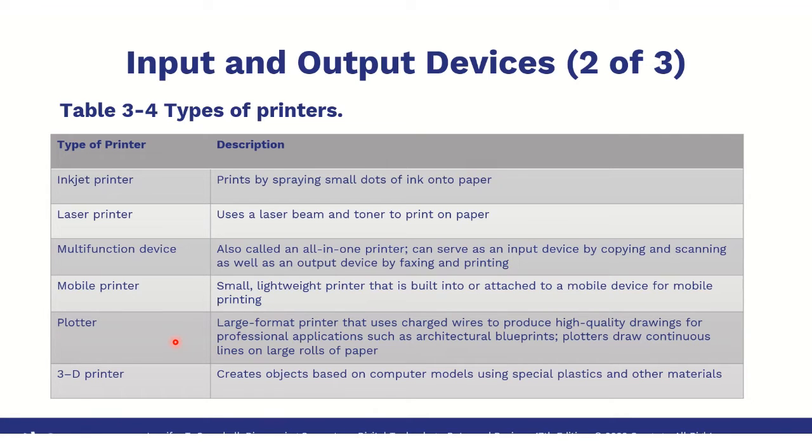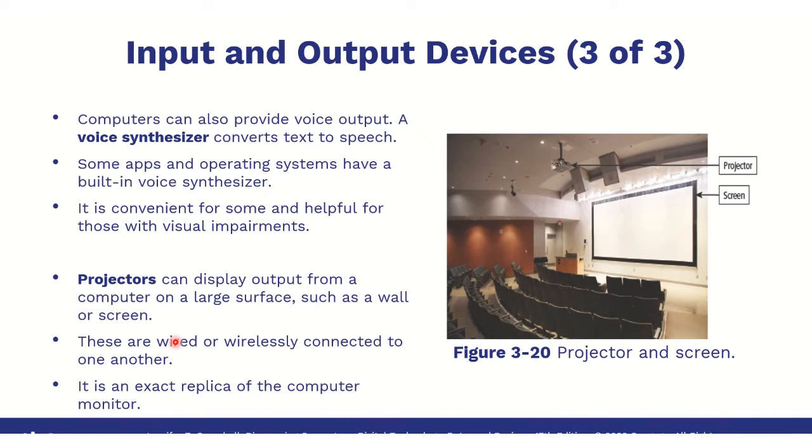And there are wireless enabled printers as well. You don't need a wire to connect to your printer. You can just have your printer hooked up with your wireless network, and then you can use it from your computer as needed. The computers can also provide voice output. A voice synthesizer converts text to speech. Some apps and operating systems have a built-in voice synthesizer. The projectors can display outputs from a computer. So these are very high-level input and output devices you need.